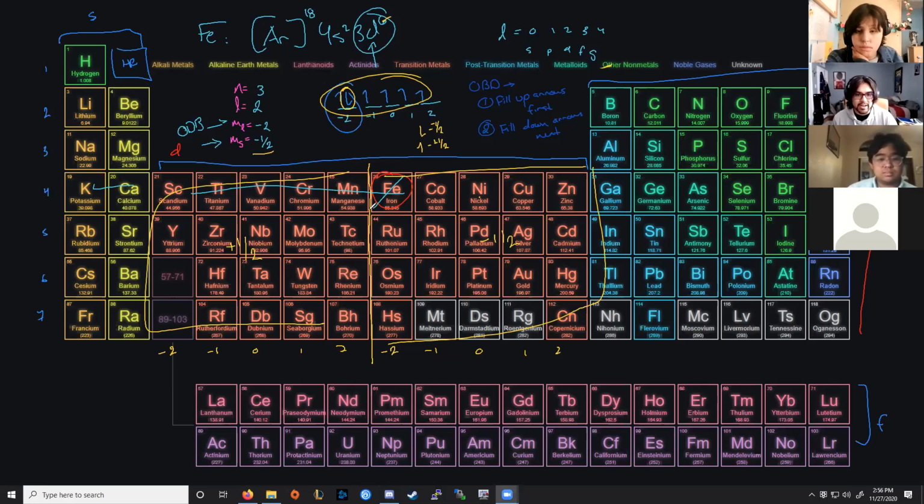So since iron sits, let me go ahead and erase some of the lines because they're very distracting. Since iron sits in that -1/2, and then the position of iron is -2. So it's kind of like a grid. So that's how we knew it was -1/2 and -2.